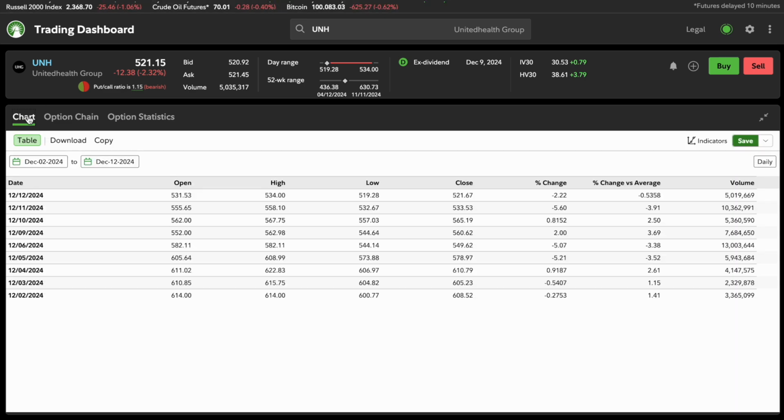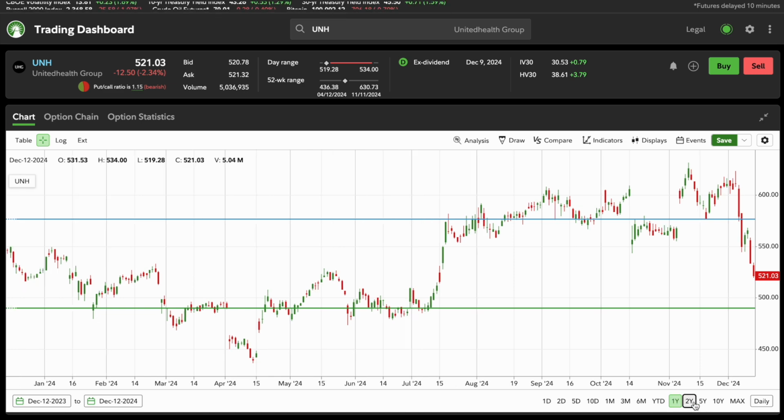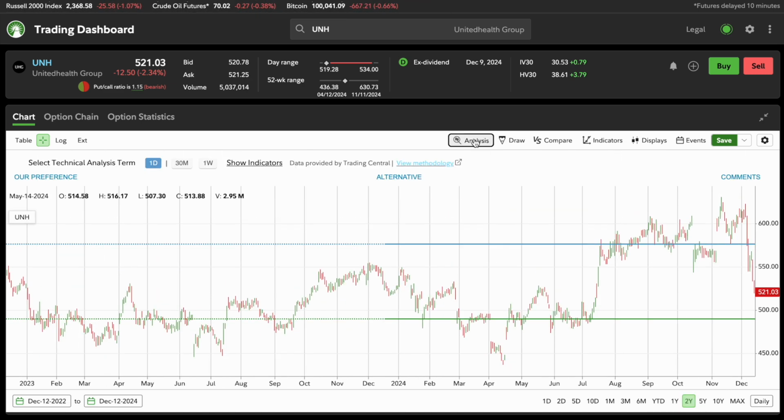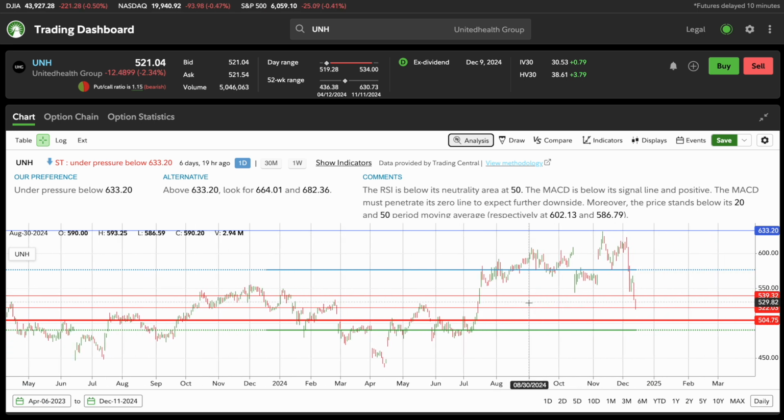But what I really want to review real quick is going over the chart. You click on table and then unclick the table, and then you can go back to the chart. But taking a look at it, let's go over the analysis. This is what I like about the trading dashboard on Fidelity. Under pressure would be below $633. Anything above 633, look for 664, 682. And it's like, how old is this information? Because we're trading at 520 right now. But the RSI is below its neutral level at 50.